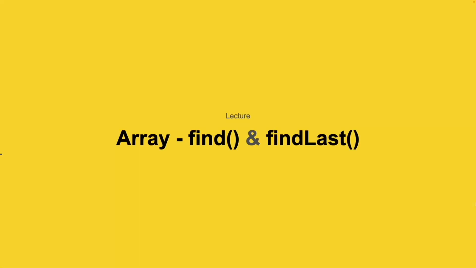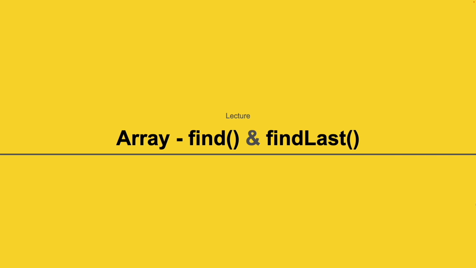Let's see how find and findLast work in an array. We'll try with an example. Using find, we need to pass a predicate function, which will get executed on each and every element of your array right from the start. As soon as the predicate function returns true, the execution will stop and it will return the current element as a result. The same thing happens with findLast, except the execution starts from the end of the array. Let's see with an example here.